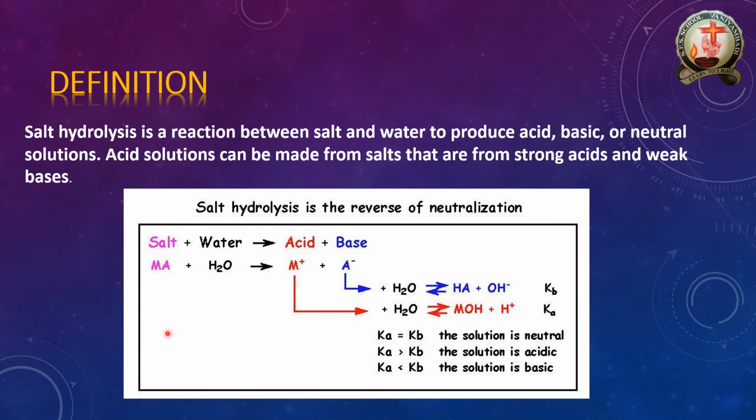Now I'm going to give a small introduction and a small definition of salt hydrolysis. Salt hydrolysis is a reaction between salt and water to produce an acid and base, or a neutral solution. An acid solution can be made from the salt of a strong acid and weak base. For your simple understanding, whenever salt and water are there, the reaction gives an acid plus base. Wherever we have water and salt, the products are acid and base, and in chemistry practicals also, in acid base titration, the same kind of thing is happening.